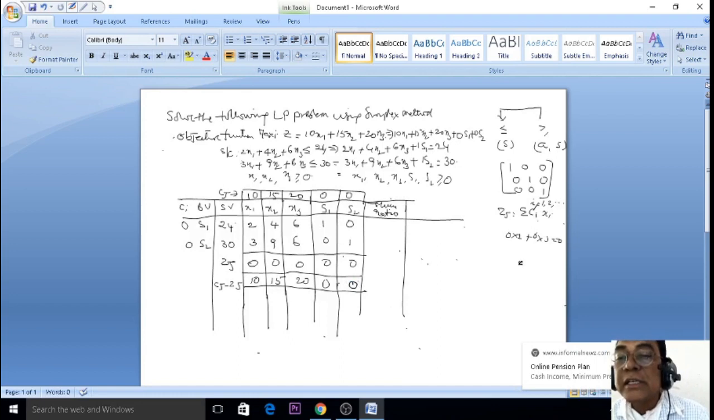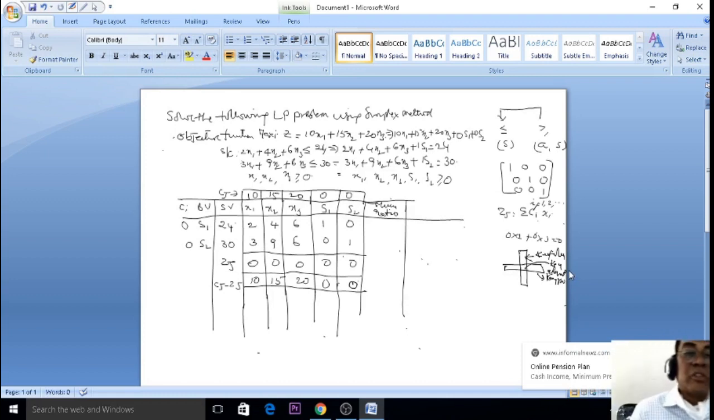Now what are our conditions? This is called a key column, this is a key row, and this point is called a key element. Come to this point. Out of these Cj minus Zj values, better to select the maximum positive value. This is the maximum positive value, so take this value for the key column.